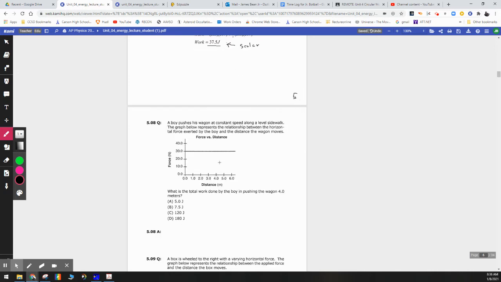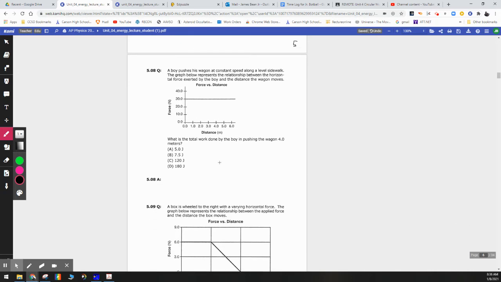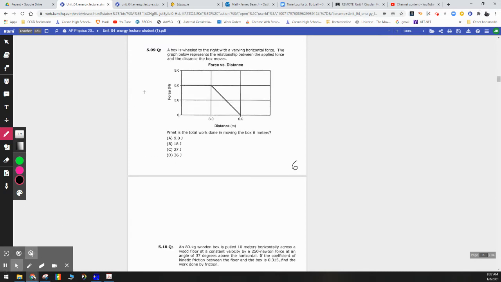Okay, all right, 5.08. So go ahead and try this one here. A boy pushes a wagon here, and here's force and here's distance, and go ahead and work this problem out. We'll hit pause. All right. Go ahead and 5.09, same thing here. We'll go ahead and figure out the work done when force is plotted against distance. Go ahead and try this one out. We'll hit pause.